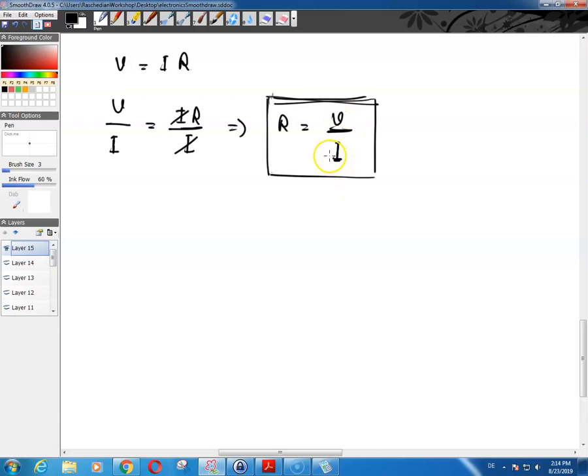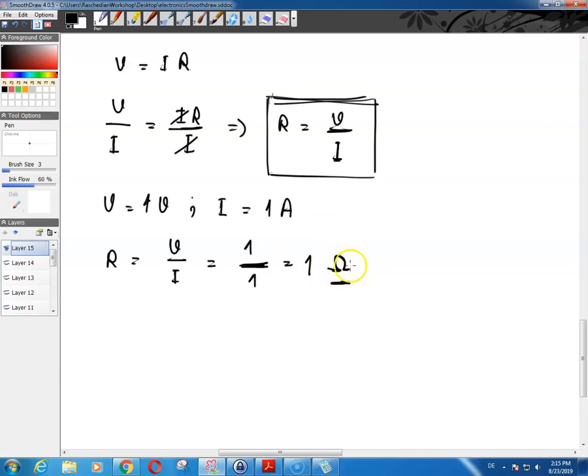So for example, if you have some voltage of 1 volt and for example some current of 1 amp, to calculate the resistance, R is equal to V over I, which is equal to 1 divided by 1, which is equal to 1 ohm. And I know that this is in ohm and not any multiples of ohm, because I've entered my voltage in volts and I've entered my current in amps.